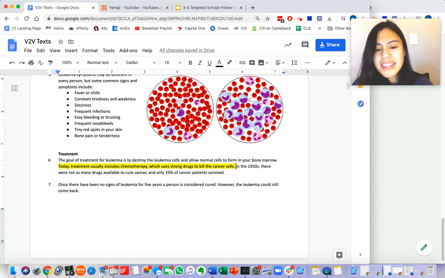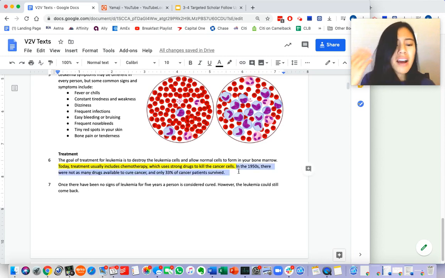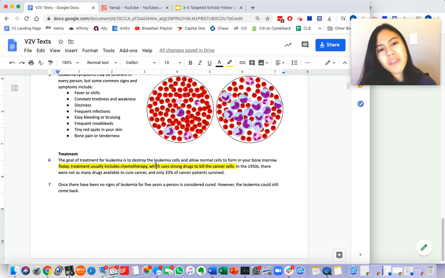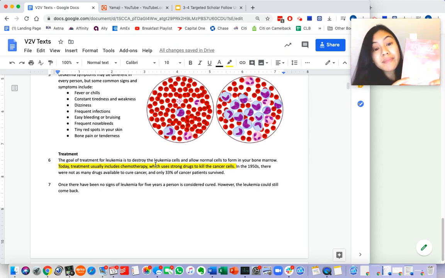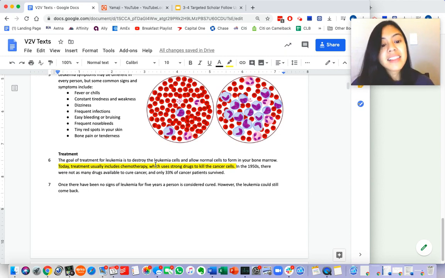Friends, I noticed that it says in the 1950s, there were not as many drugs available to cure cancer. So it seems like now, thankfully, children are able to receive chemotherapy. But does it sound like that was available during the setting we're reading about? Hmm. Let's keep reading. Once there have been no signs of leukemia for 5 years, a person is considered cured. However, the leukemia could still come back.